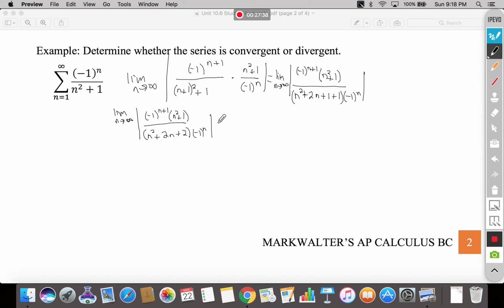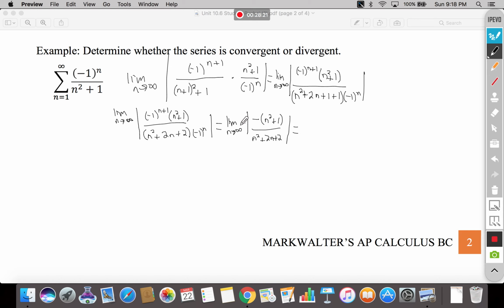Okay, so let's see what cancels out. This is going to be the limit as n approaches infinity of the absolute value of negative 1 to the n plus 1 over negative 1 to the n. So the negative 1 to the n will cancel out, leaving us with negative 1 to the first power up there. So this will leave me with basically a negative sign, negative n squared plus 1 over, this negative, remember, is really negative 1 to the first power, over the quantity n squared plus 2n plus 2. All right. We're looking at the absolute value of that.